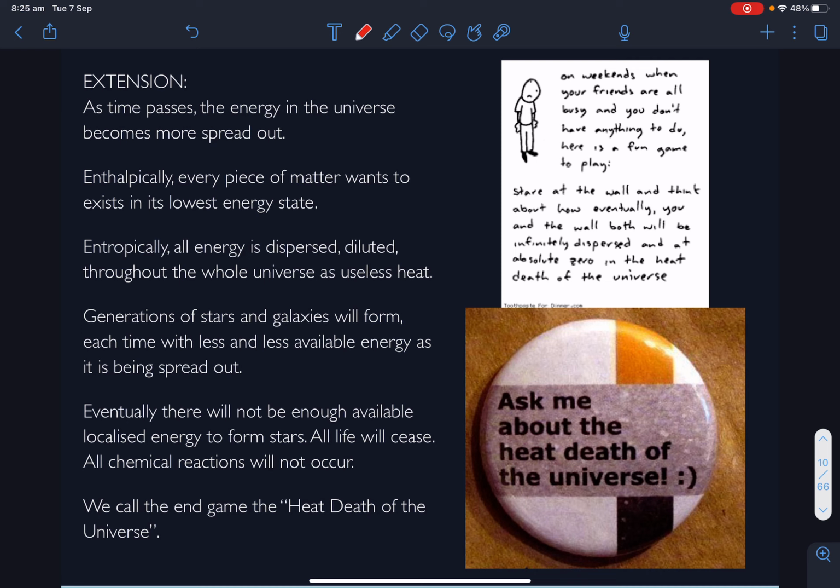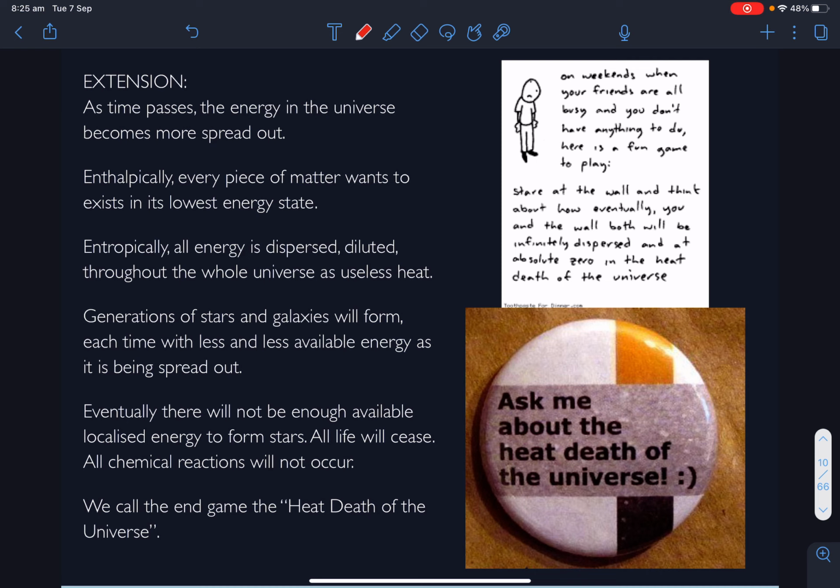Okay? So our sun will die. That energy that's there, the chemical reactions, the nuclear reactions, will dissipate. It will pass on its matter to something else. It'll have less energy. It'll pass on its heat out into space. It will become diluted, and generations of stars and galaxies will form each time with less and less available energy as it's being spread out.